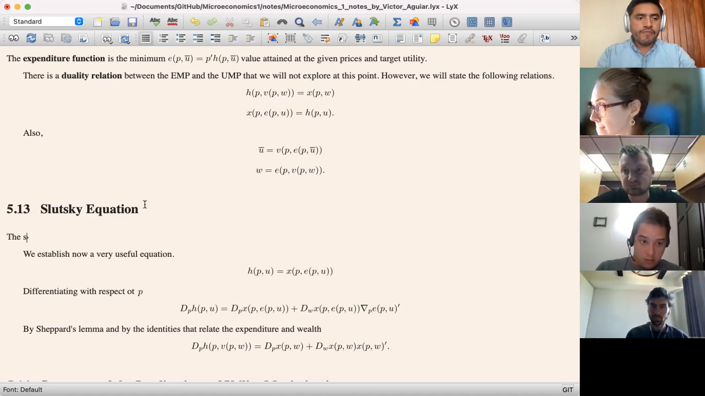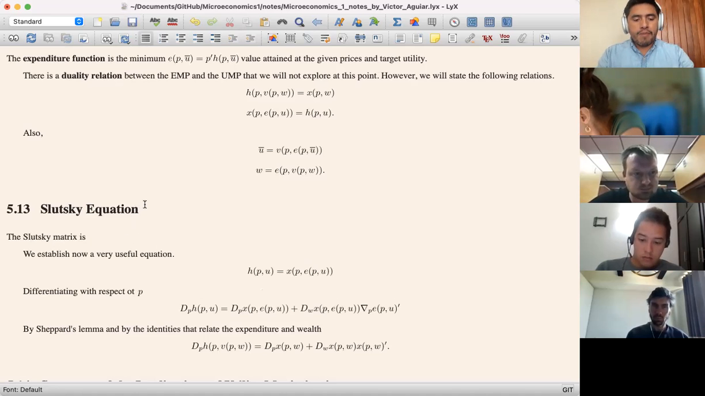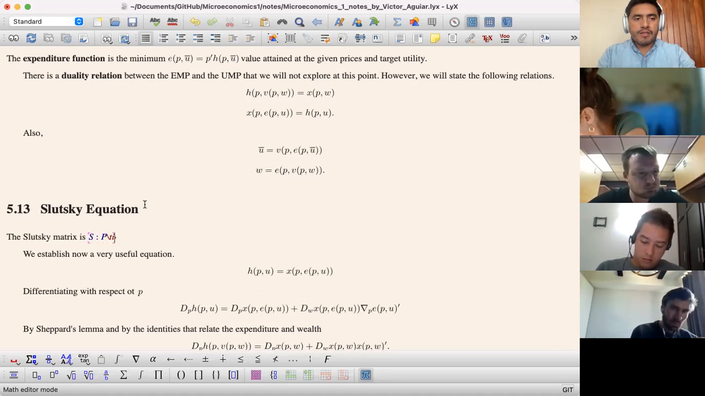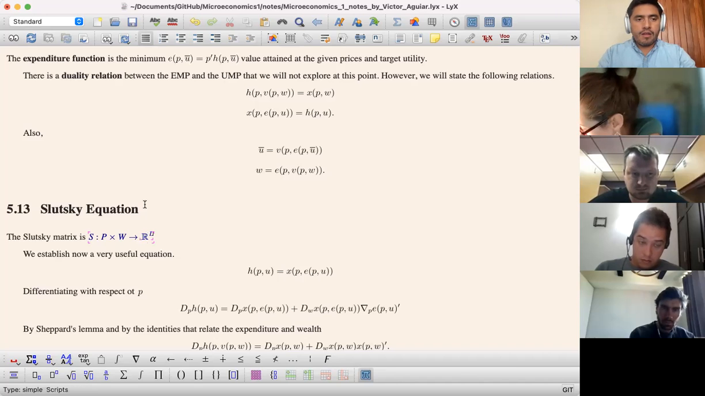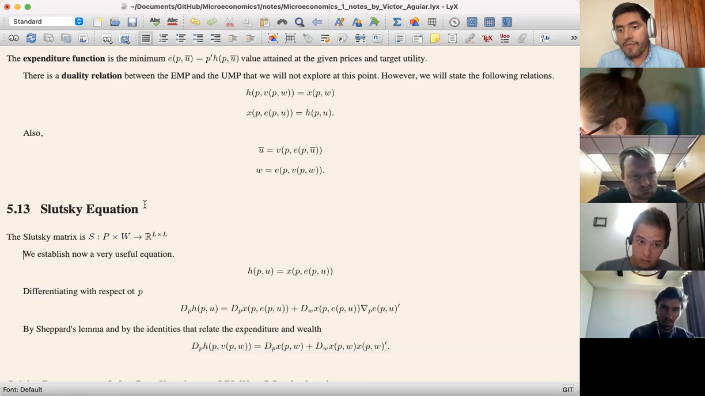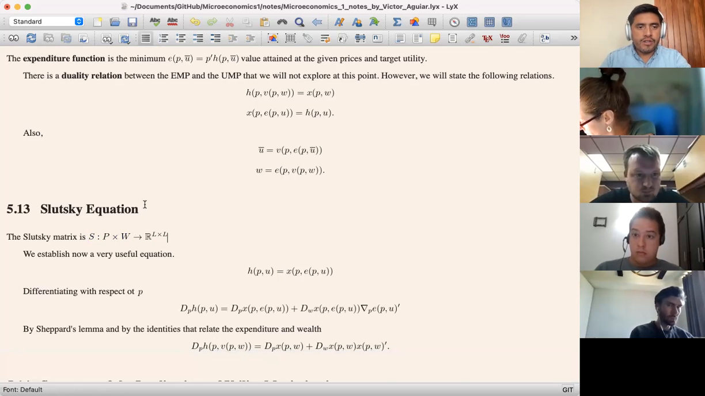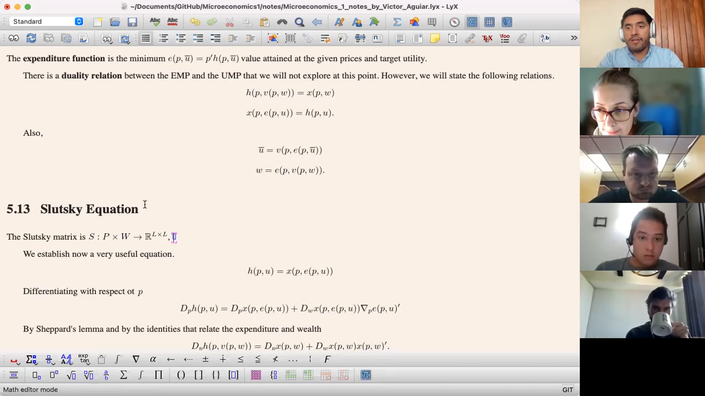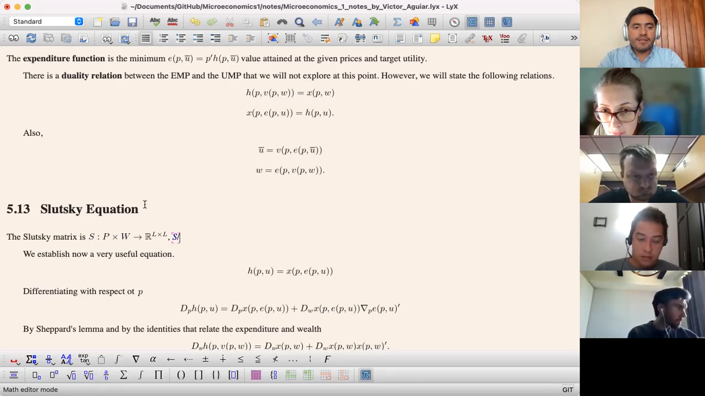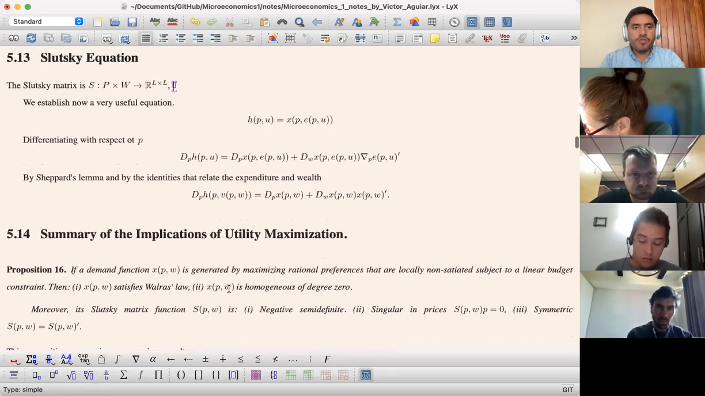So the Slutsky matrix, first of all, is a mapping, right? From prices and income to the following object, right? So matrices of size L times L, okay? You understand the notation, right? So these are matrices of size L times L. And then, let me see which particular notation I'm using. Yeah, I'm using capital S.